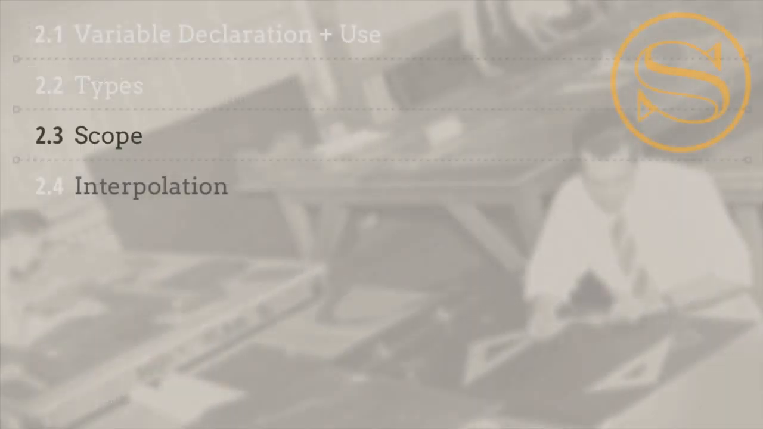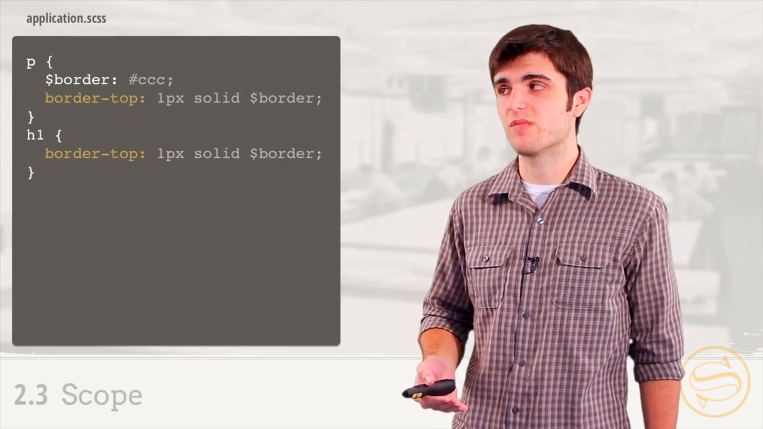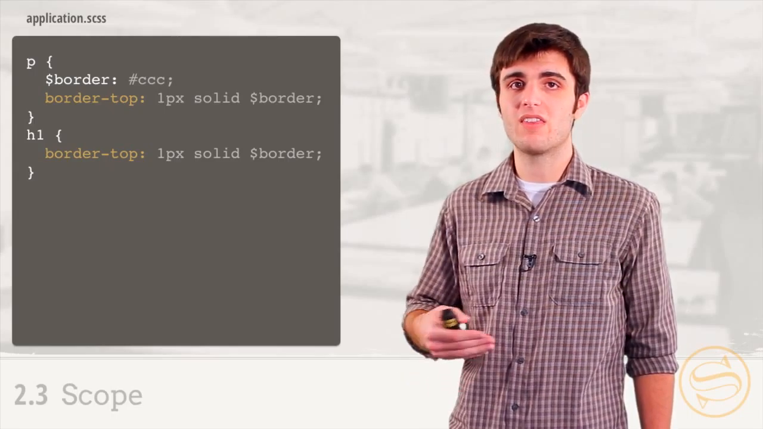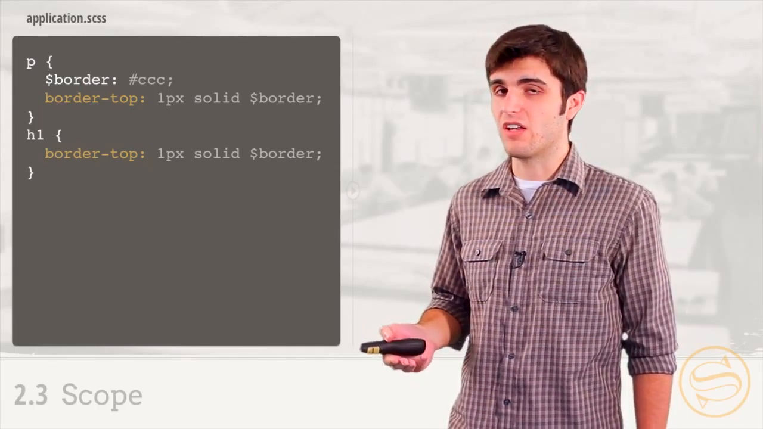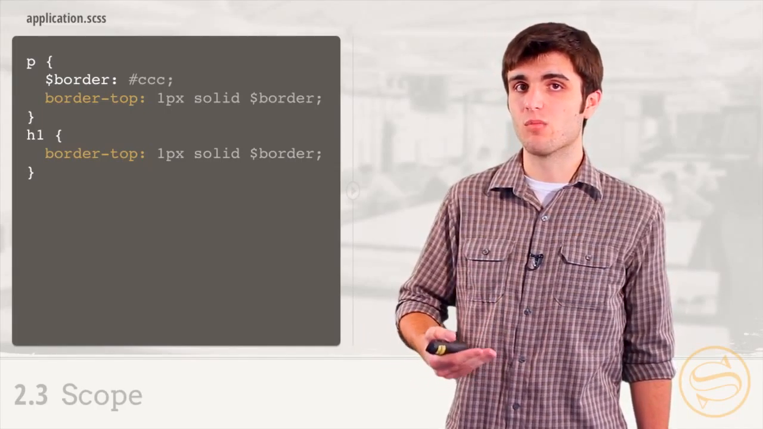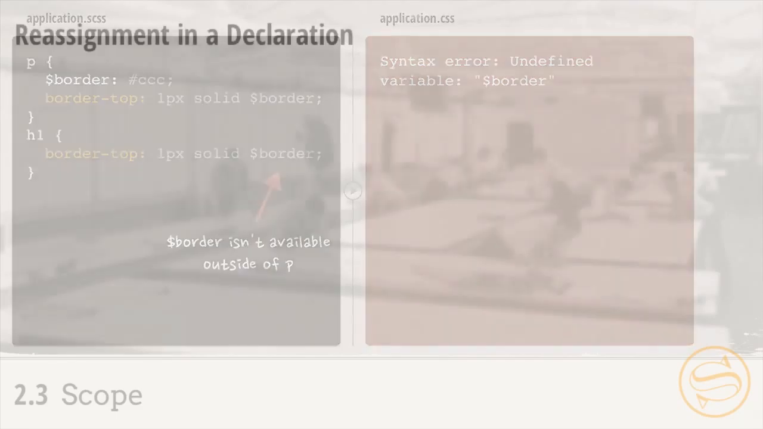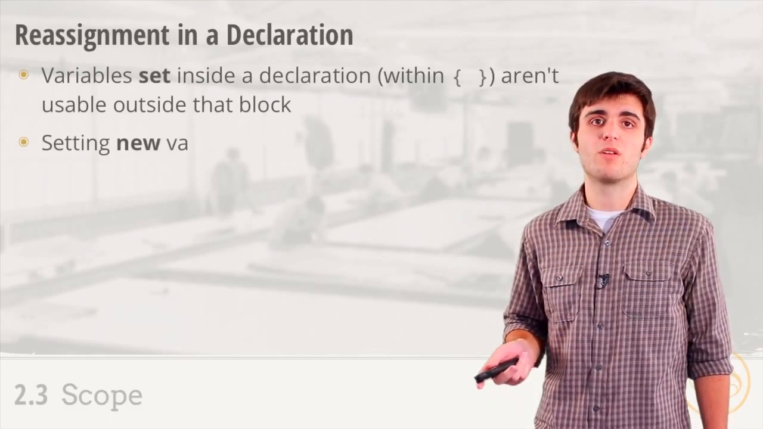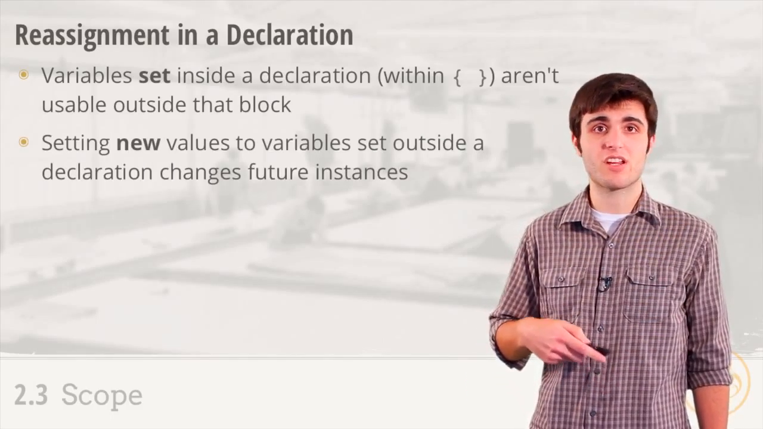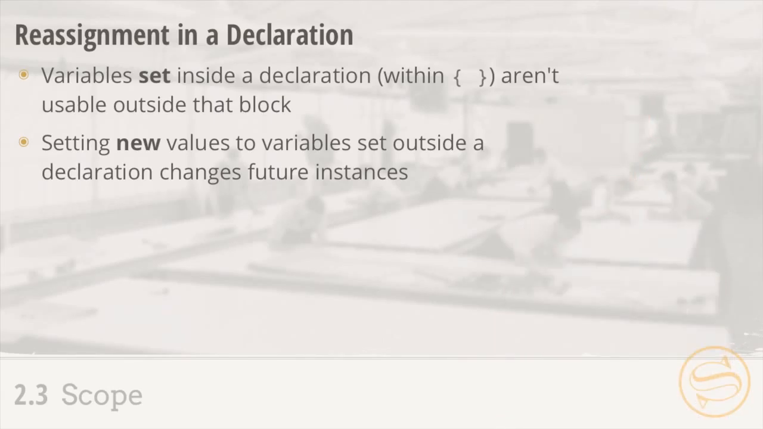Let's talk a bit about scoping variables. Here we're able to define variables within a CSS declaration. We're defining our border color within the paragraph declaration, then using it. However, if we try to use that variable in our H1 declaration, it doesn't have access to that initial border variable, and when we compile down, it's going to throw an error. So any variables that we set within a declaration aren't available outside the declaration. However, if we define a variable outside of a declaration and change it within a declaration, it changes that variable globally. Let's take a look at an example of that.